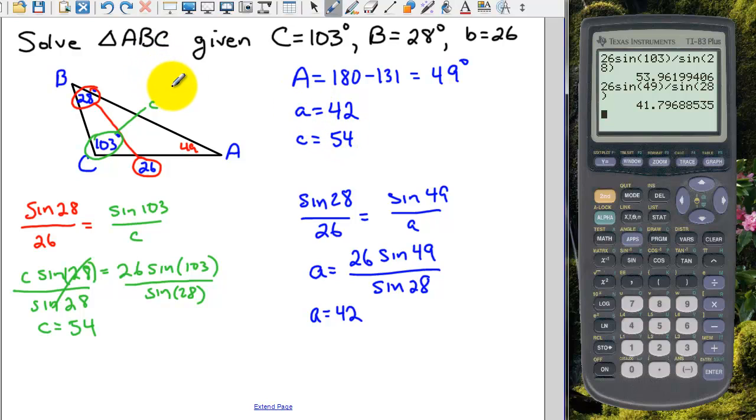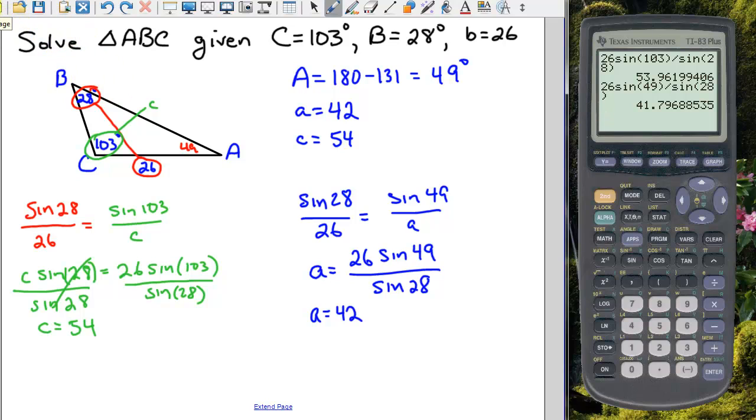Law of sines will work for any problem where we know two angles and one side. In this case, we knew angle, angle, side. It could also work if it was angle, side, angle, because we can always find the third angle using this rule. So if we're given two angles, we'll know three angles, and as long as we're given one other side, we can solve it using law of sines.